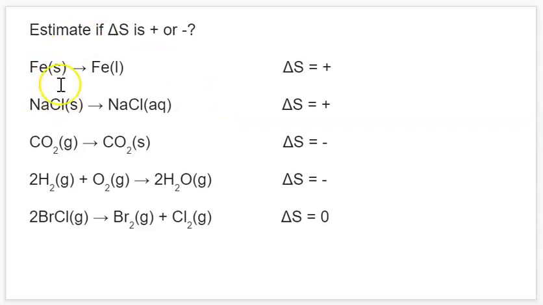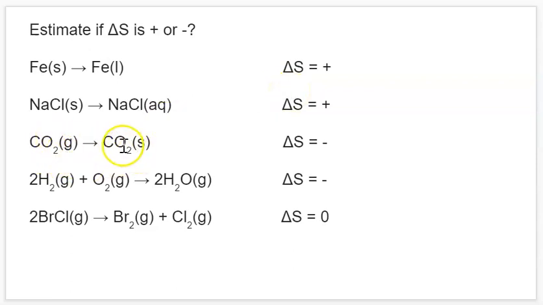So in the first example, iron solid becoming iron liquid, that is going from a lower energy state of matter to a higher energy state of matter, and a more ordered state of matter to a more disordered state of matter. So that's always going to be a positive delta S value. Similarly for salt becoming aqueous, this is salt dissolving. It's going from a solid salt crystal to individual ions in solution that are going to be surrounded by water molecules. This is a more disordered state. So this is also going to be an increase in entropy.